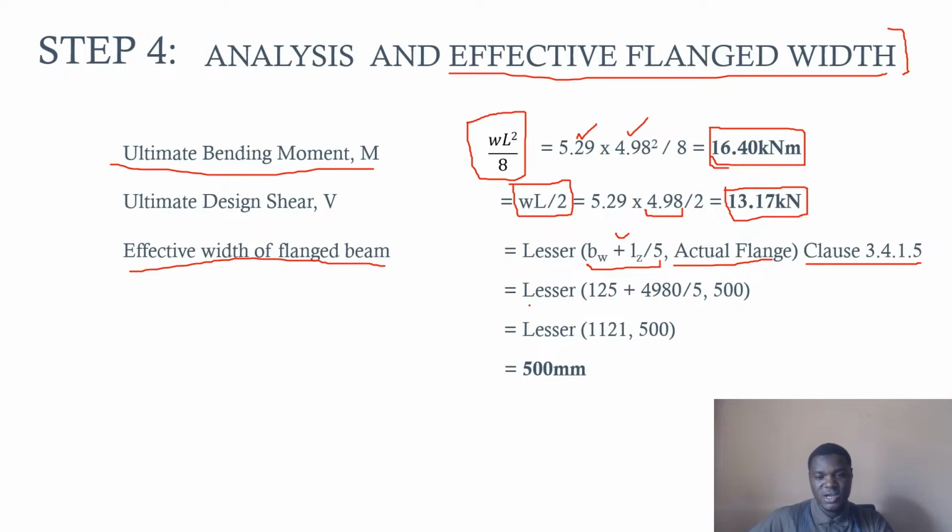At the end of the day, we substitute BW. BW is the width of our rib beam, which is 125. Remember, our rib beam is 125 by 250. So 125 plus LZ, where LZ is the effective span that we calculated, 4980 divided by 5, and 500. At the end of the day, this expression gives us 1121 millimeters. But the actual span that we assumed was 500. So based on the code, we take the lesser. So we go for 500.